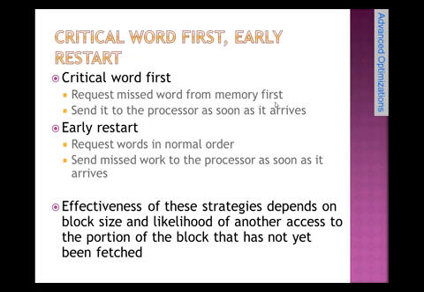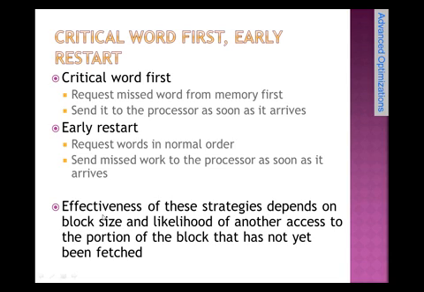first of all the cache requests the missed word from memory, and then it is sent to the processor as soon as it arrives. That is, first it requests the word from the lowest level memory, the main memory, and then passes it to the processor as soon as it arrives. Then early restart: request the words in normal order, then send the missed word to the processor as soon as it arrives.